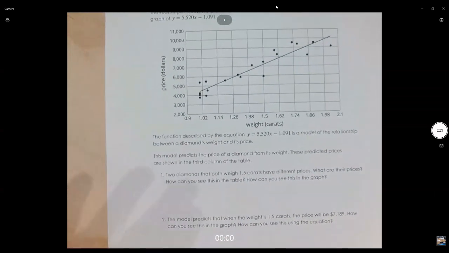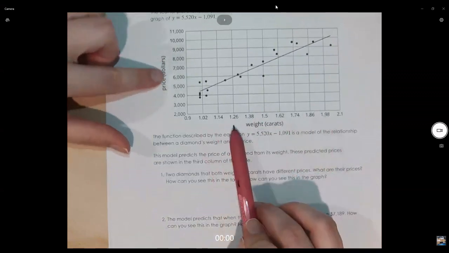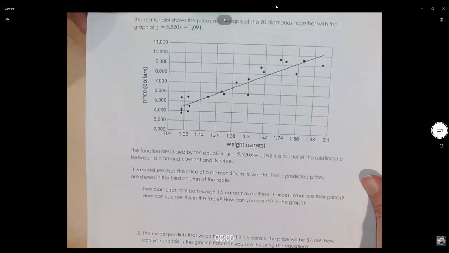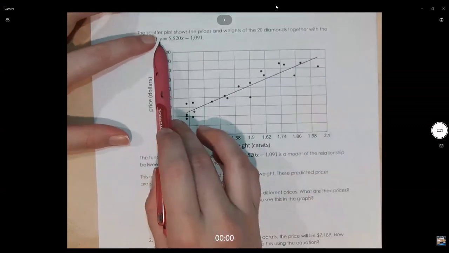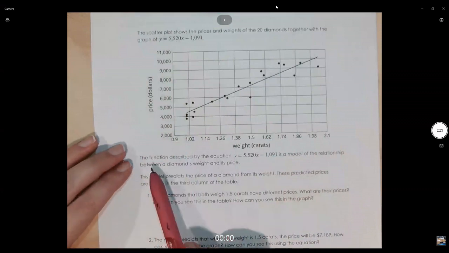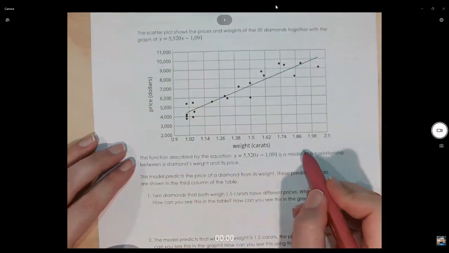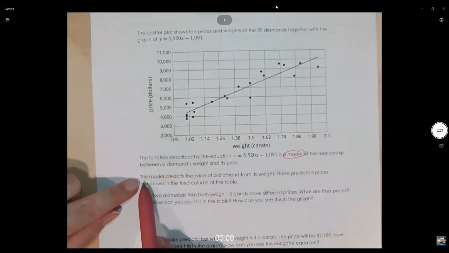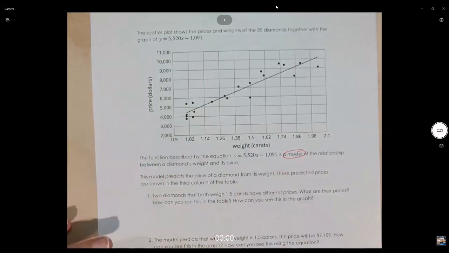And in the scatter plot, it shows the weight here, so all those values, and the price here, and you've got all your scatter plot values. But it also gives us this line that you see in the middle here. And the line that's drawn in the middle, this is the equation of that line. And it says the function described by this equation is a model of the relationship between the diamond's weight and its price. What the model does is it helps us predict what the price is going to be based on the weight. And these predicted prices are shown in that third column.